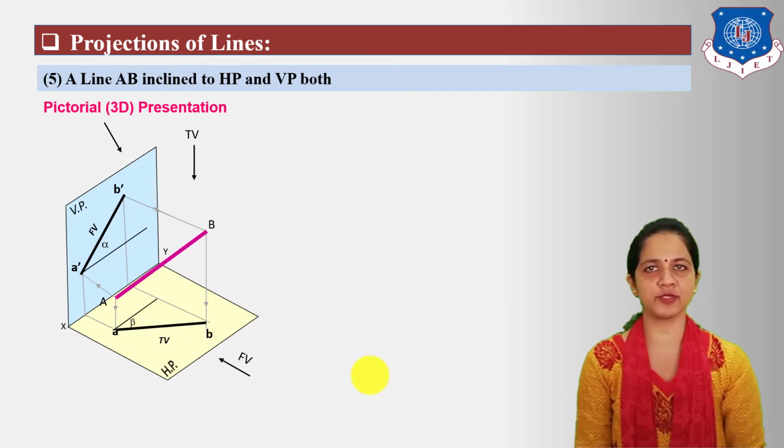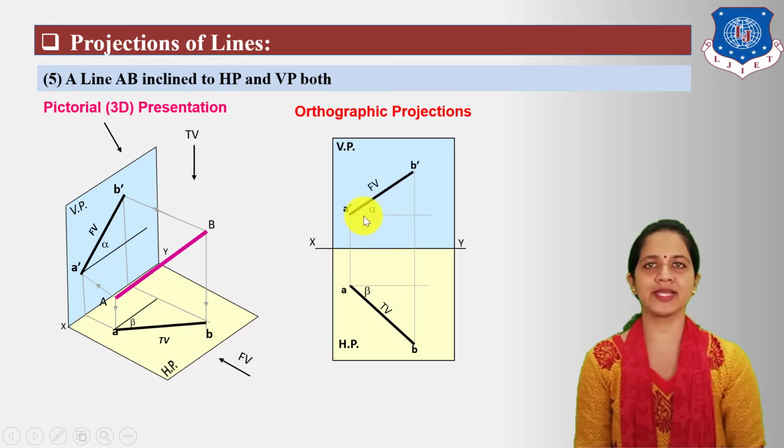Now for orthographic projection drawing with reference to XY, we need to rotate the horizontal plane in clockwise direction up to 90-degree angle. So you can see here the orthographic projection with reference to XY after rotation of the horizontal plane. Here front view A dash B dash is located above the XY line at an angle alpha with HP or with XY, and top view AB is located below the XY line at an angle beta with XY or with VP.